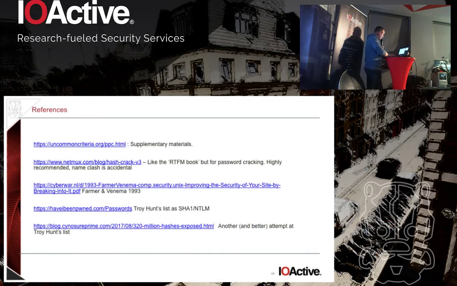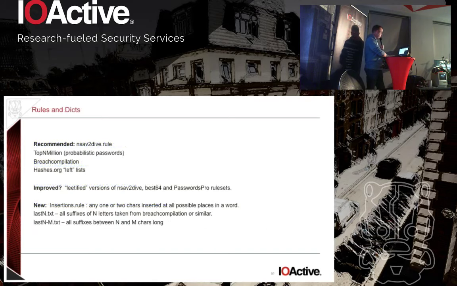Some references, which you probably don't want to get into: if you need to do this stuff, NSE v2 dive.rule is very good. The probabilistic password lists, top n million, obviously they're in order of occurrence that people have found, so it starts with a very common range, which is great for you guys. hashes.org has a list of everything that was ever cracked. I tried to leetify some of the basic rule sets and also look at some of the breach compilations and compute common suffixes, which can be quite useful as well.